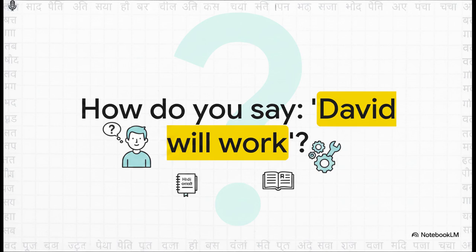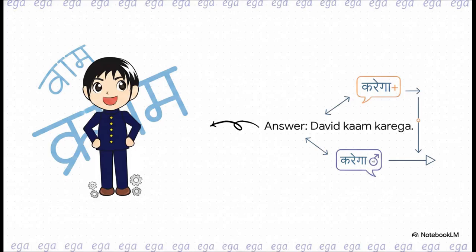How would you say David will work? And just a little hint, the verb for to work is काम करना. Take a second to think about it. So, did you get it? The correct answer is David काम करेगा. We use karega because David is a guy's name, so that verb root kar gets the masculine ega ending.